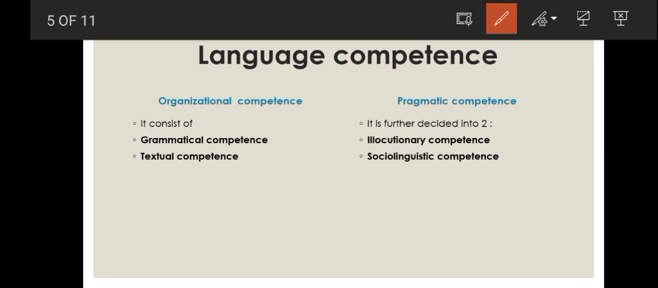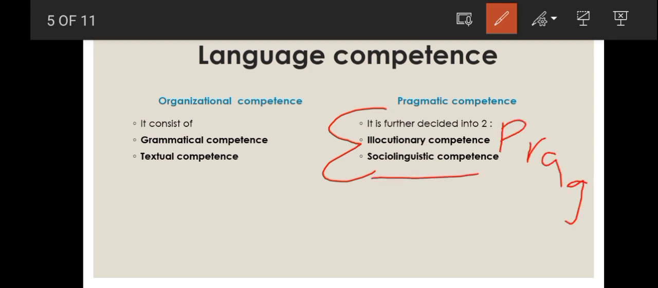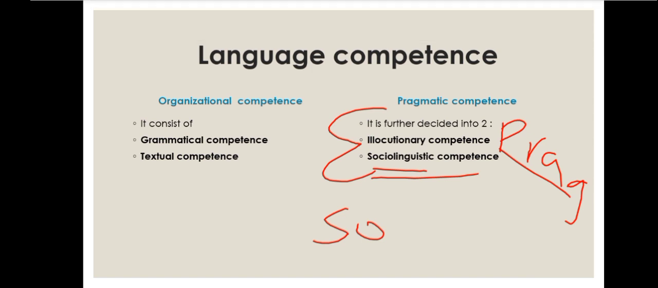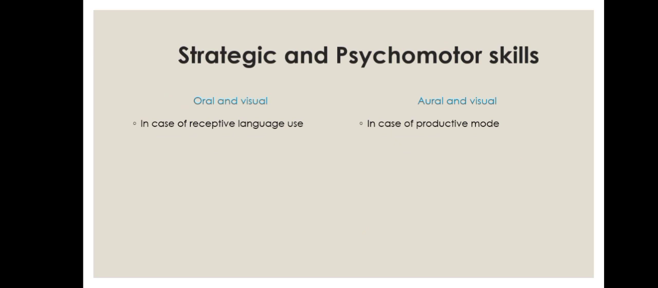Pragmatic competence is further divided into two: illocutionary competence and sociolinguistic competence. Illocutionary competence basically deals with pragmatic conventions. On the other hand, sociolinguistic competence basically deals with sociolinguistic conventions. Okay, so I am moving towards the second topic, which is strategic and psychomotor skills.